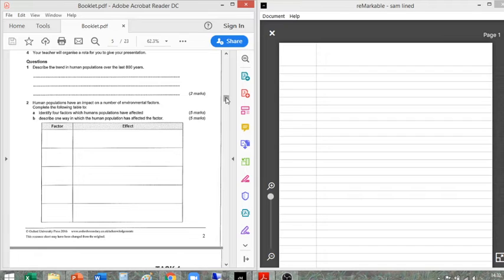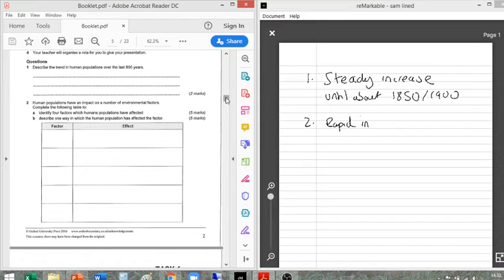The trend I should be looking for here is that, number one, you should have an idea that there was a steady increase until about 1850 or 1900. That's your first mark. The second mark is that thereafter there is a rapid increase from 1900.